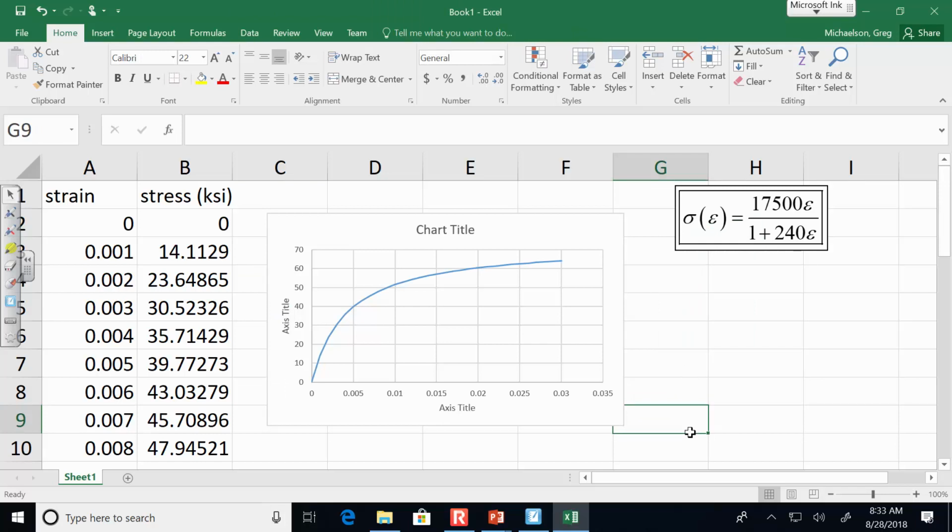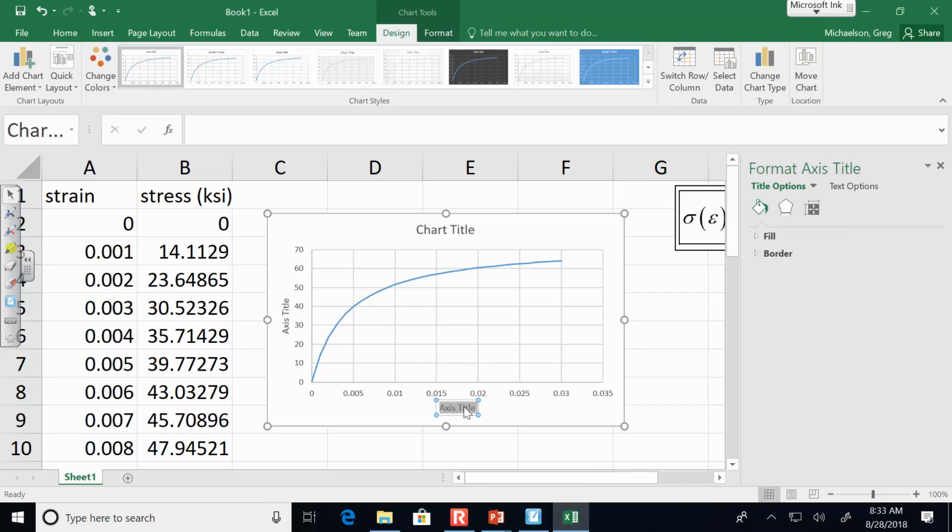I want to indicate that this axis has strain, and this axis has stress. Anything else I should put on this axis?